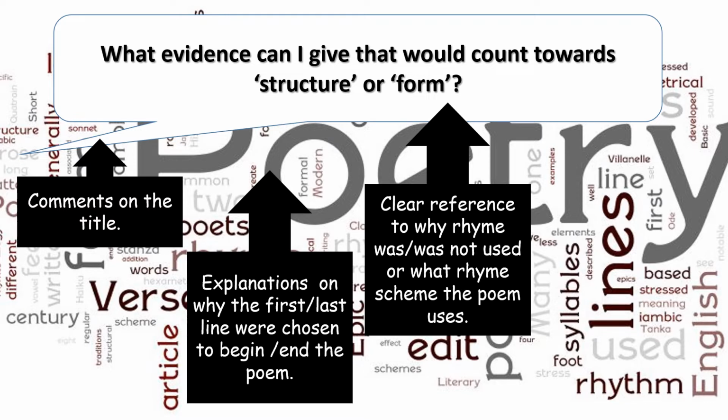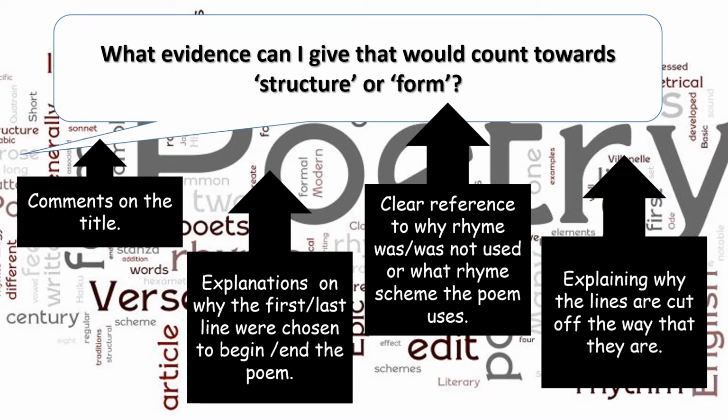You could clearly reference why rhyme was or was not used, or what rhyme scheme the poem actually uses. In your poetry notes on the internet, or indeed in my other videos, you'll find this information, but did you include this in your response? And lastly, have you explained why the lines are cut off the way they are? Sometimes it's referred to as enjambment. This means that sentences, if they're written in paragraphs, will just continue until they reach the end of the line. In a poem, the poet has deliberately cut or severed those lines in particular places to emphasize their meaning.